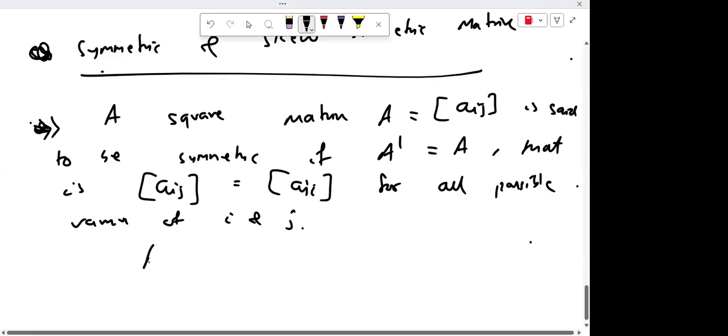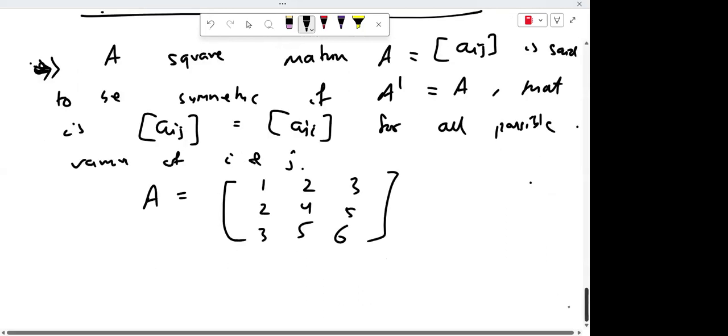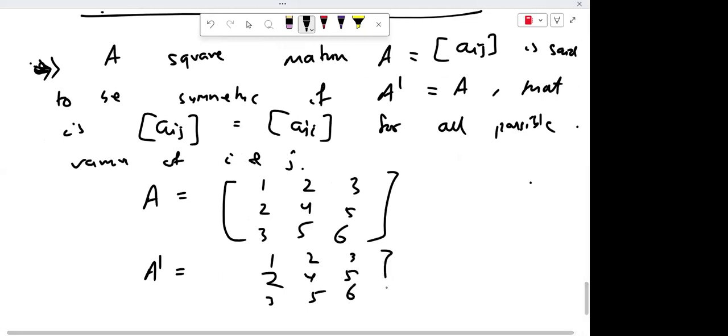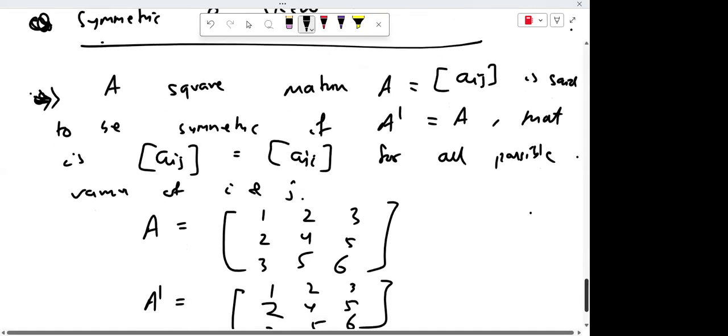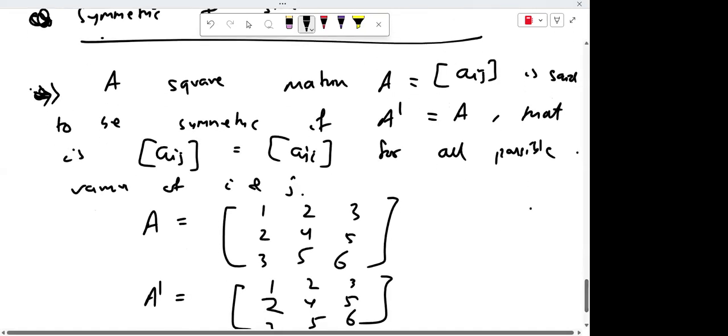For example, if I give A as, suppose, 1, 2, 3, then 2, 4, 5, and 3, 5, 6. Okay. So if you find the transpose of this, you can see it will be 1, 2, 3, 2, 4, 5, and 3, 5, 6. Same thing. So if A matrix is symmetric, then it will be equal to its transpose.